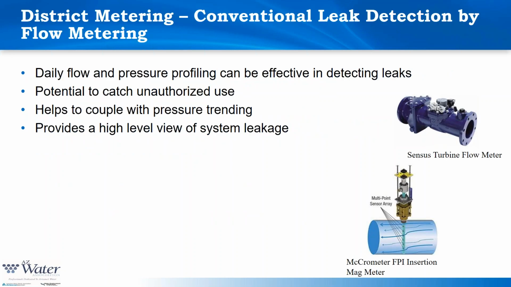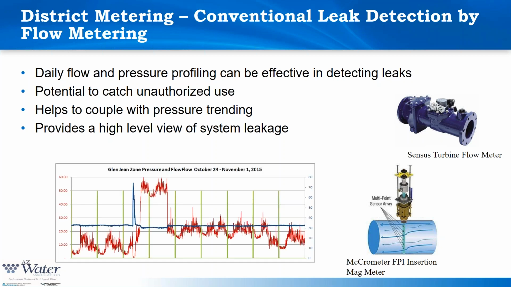So the conventional leak detection is just district metering. You heard the DMA acronym thrown up there before. That's typically at pump stations or PRV vaults where we have flow monitoring, and we also have pressure. What you want to do is catch potential unauthorized use, anomalies, and diurnal trends. And if you couple it with pressure, it tends to tell a lot more of the picture.